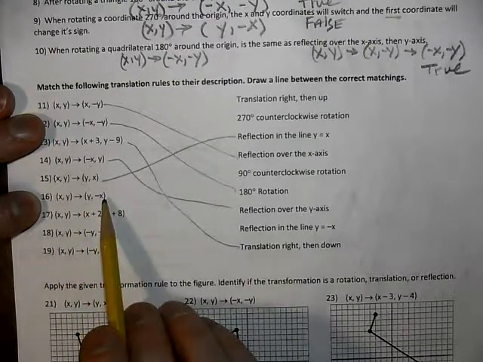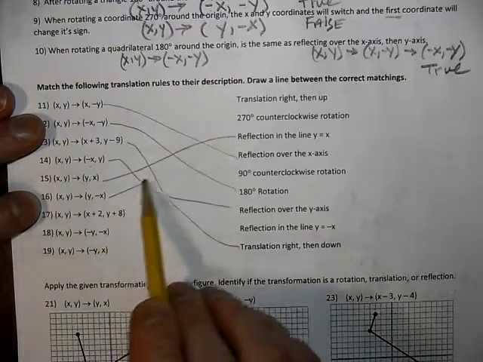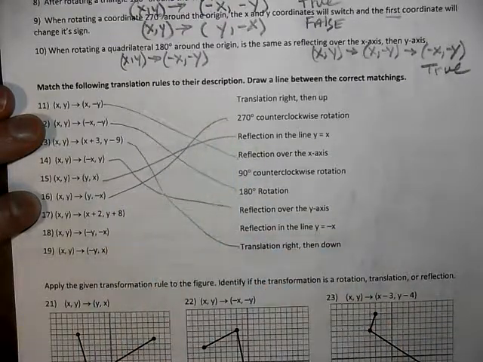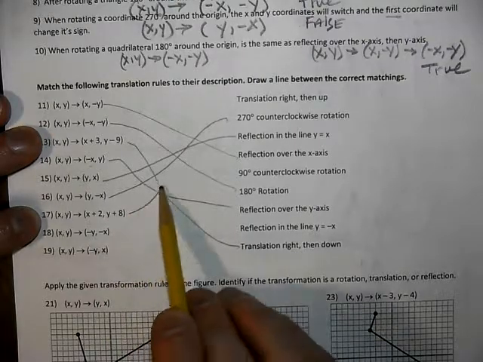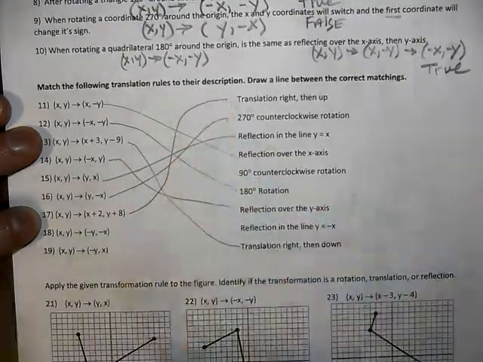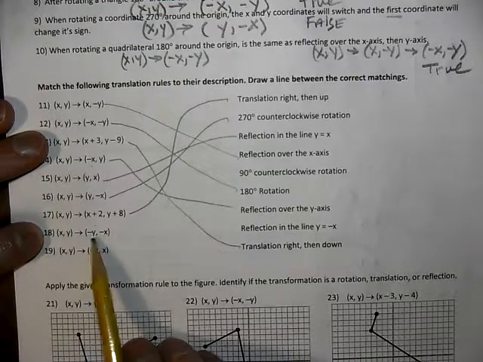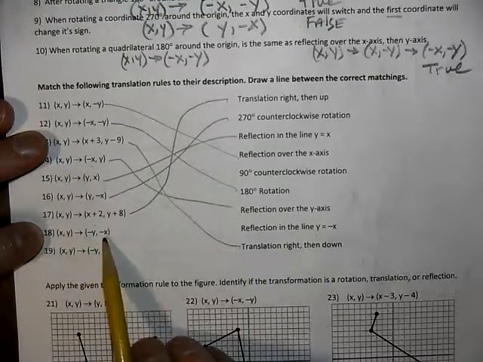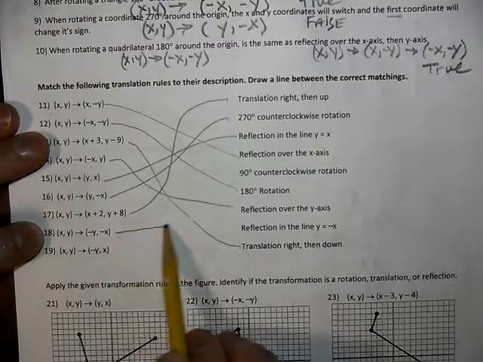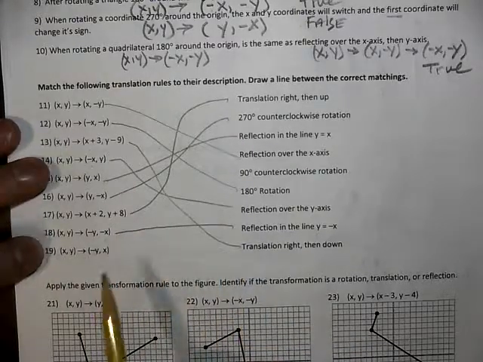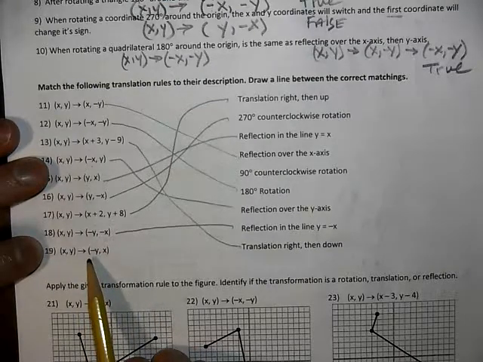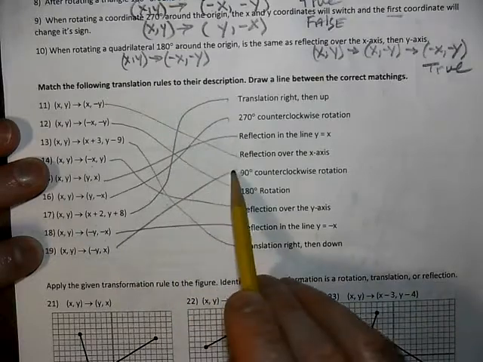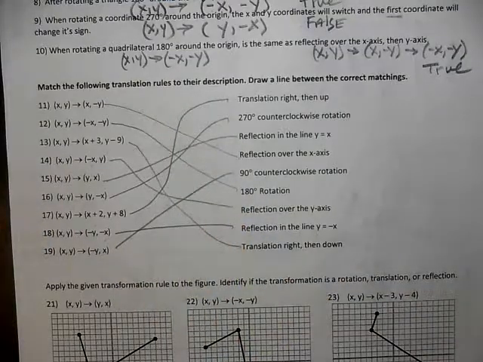Here it's switched with the negative on the right-hand side, which makes it a 270-degree rotation. A translation to the right and up. Here we're switching them and making them both negative. We know that that's going to be y equals negative x. Switch them and place the negative on the left-hand side, and it's going to be a 90-degree rotation.